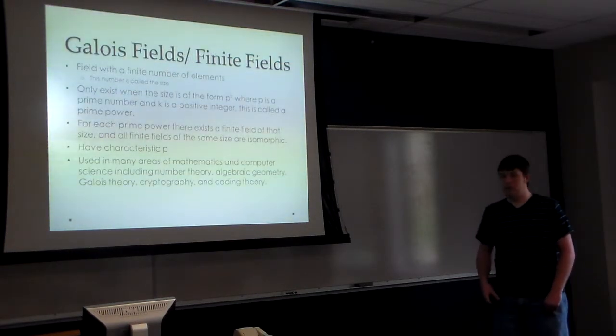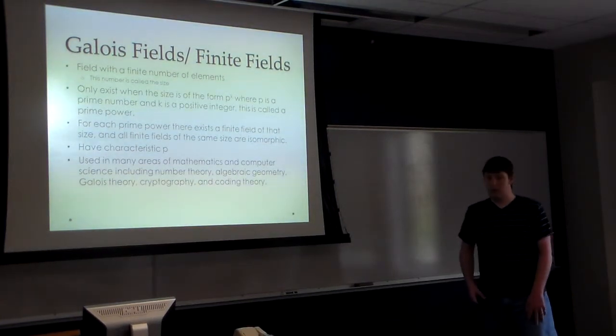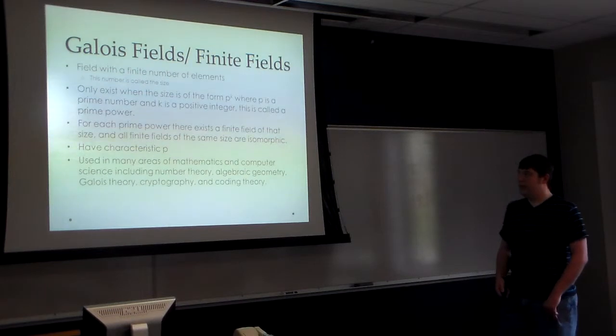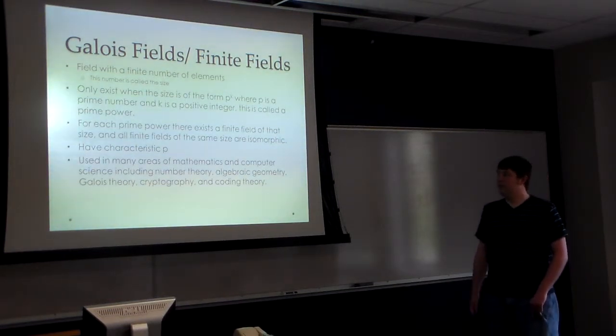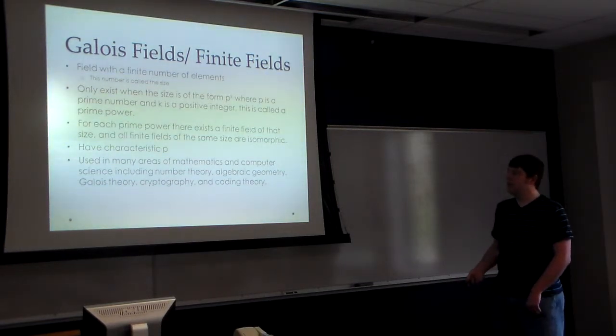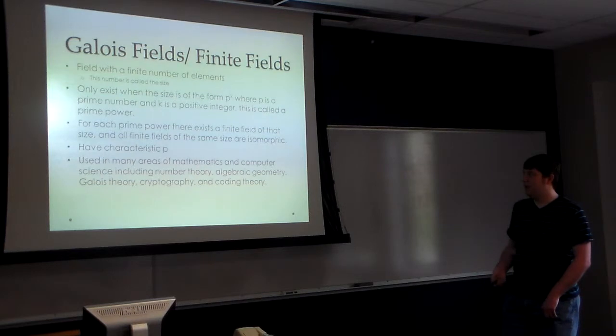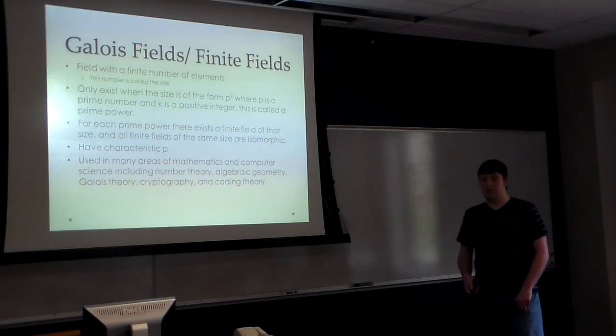And then move on to Galois fields, which are also called finite fields. They are a field with a finite number of elements, and this number of elements is called the size. They only exist where the size is of the form p to the k, where p is a prime number and k is a positive integer. This p to the k is called a prime power.